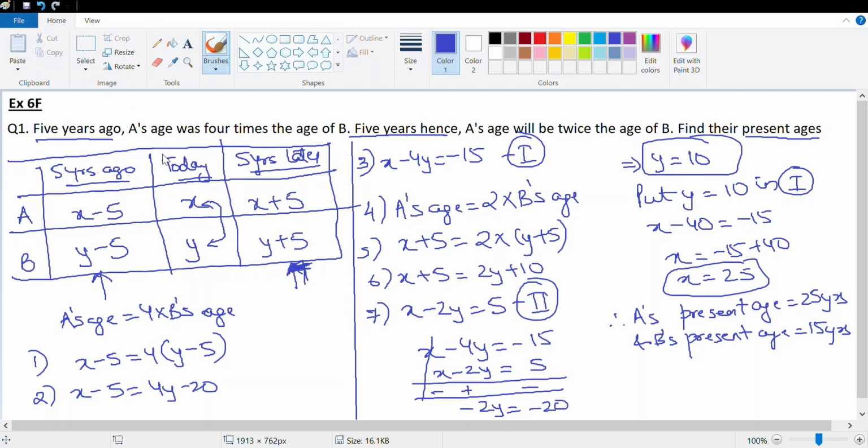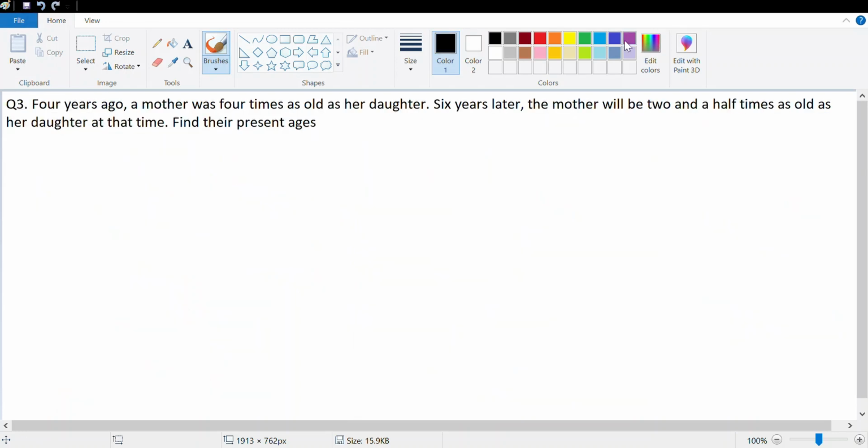The next question that we are doing is question number 3. It says 4 years ago, a mother was 4 times as old as her daughter 6 years later. So again, we are looking at 3 time frames. Today, next is 6 years later, and this was 4 years ago. And we have two people, mother and daughter.